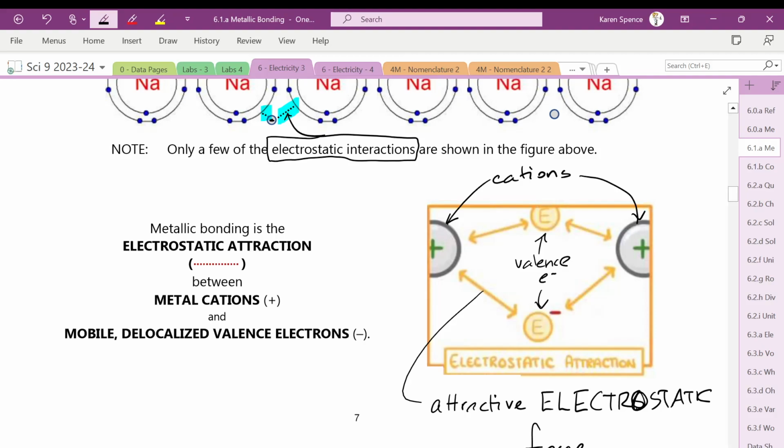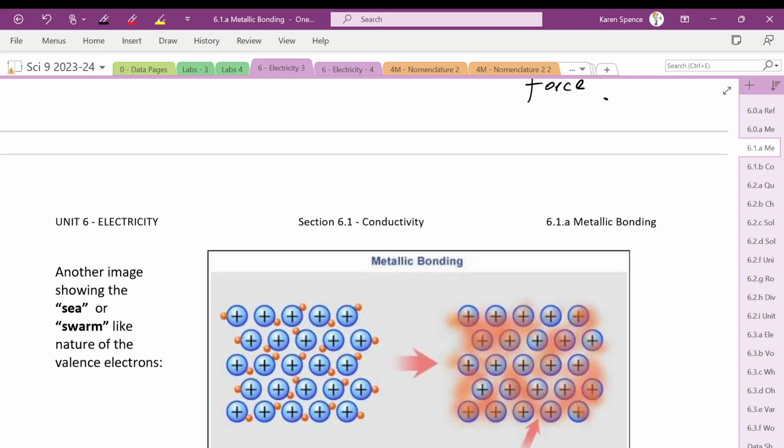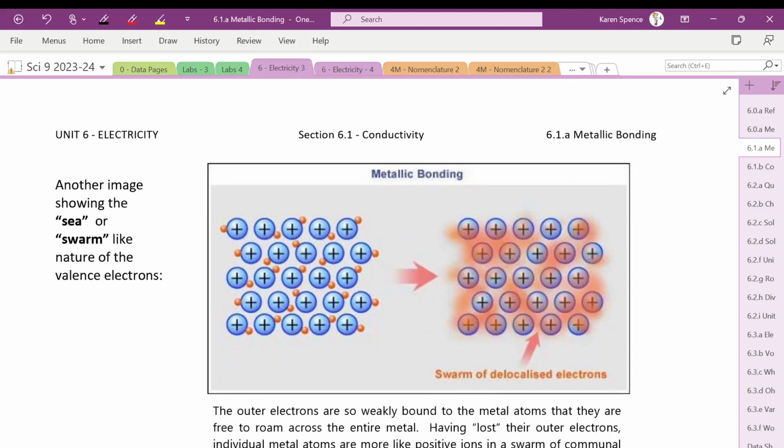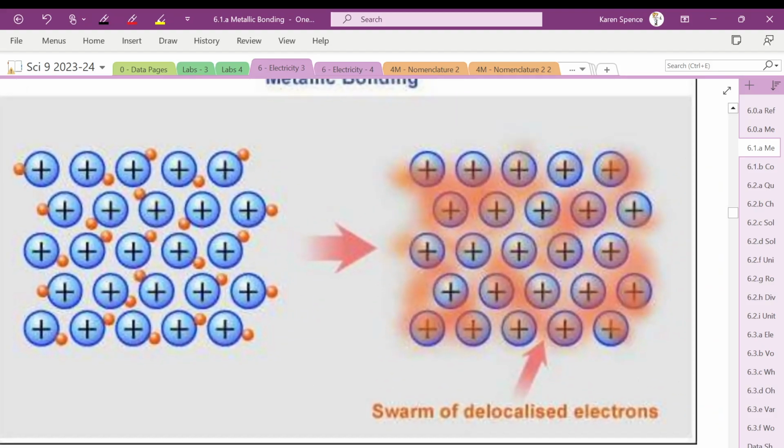So then the cations are attracted to the electrons, but they don't take the electrons. No, they don't take the electron. I mean, sometimes they will. Sometimes that electron will slot in to the valence shell, but then because it's not held very strongly comparatively, it will just as easily move to the valence shell of another nearby atom. Here's another analogy. If you don't like the sea analogy, you can think of them as a swarm of electrons zooming all about.